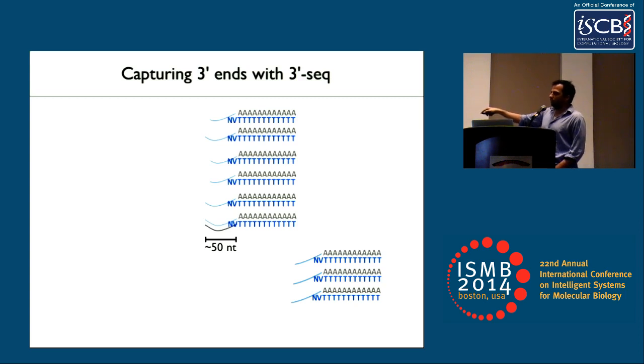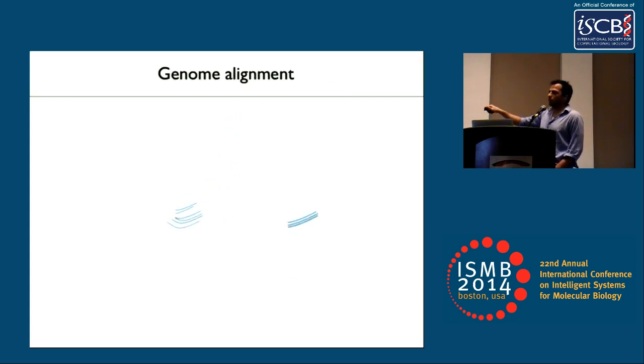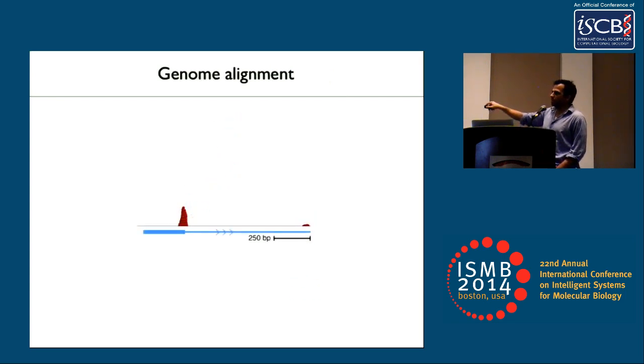allowing us to construct a library that only consists of the last 50 to 100 base pairs of the transcript in your sample. So now we have a sequencing library that's just the tails of our transcript. We take these reads, we process them, we align them to the genome, and now we get data that looks like this. So this is HN1 in a particular sample.